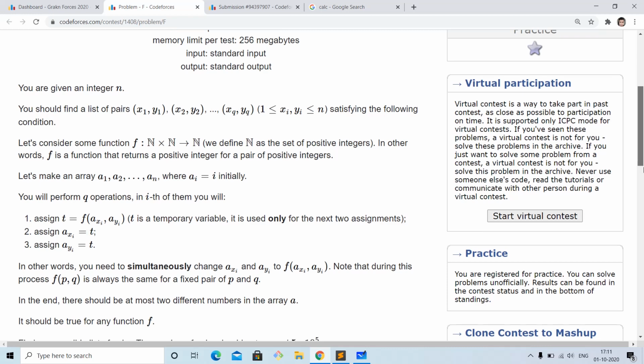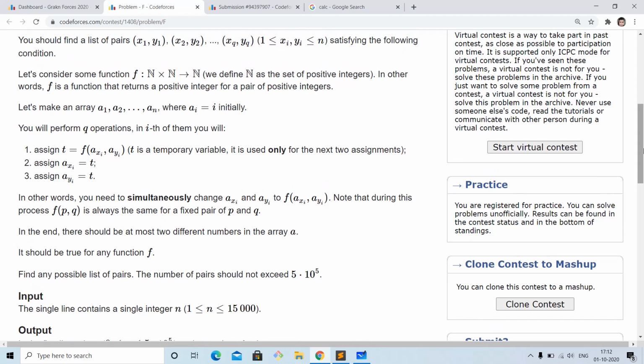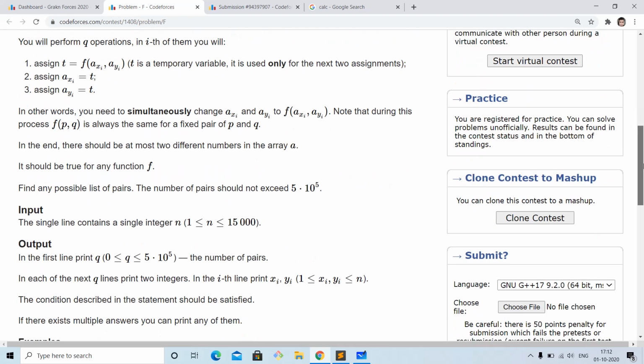And then what we want to achieve is that in the end there should be at most two different numbers in the array. Either the array has at most two different numbers, or the array doesn't have any different numbers, like all the numbers are the same. And we need to remember that this f of p, q is always fixed for a pair p and q. That's it, we need to understand.